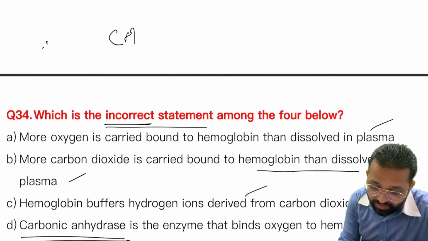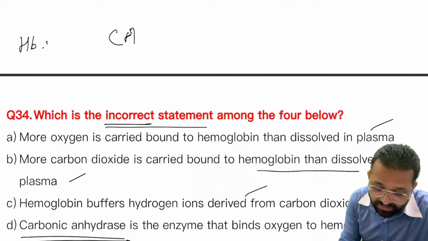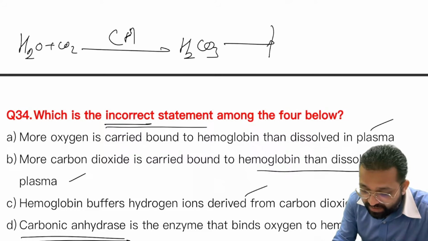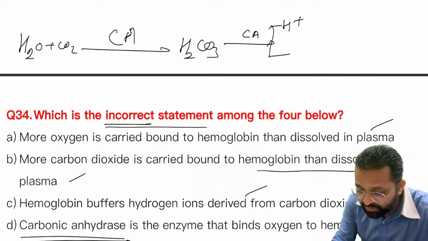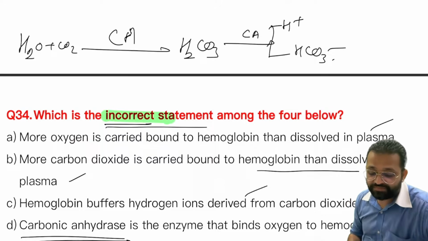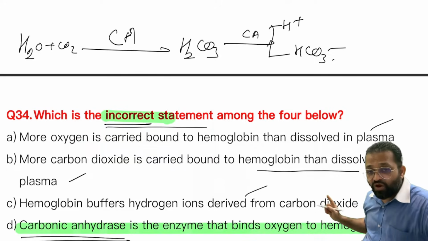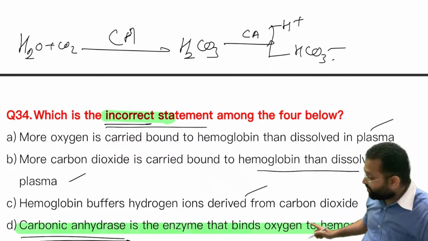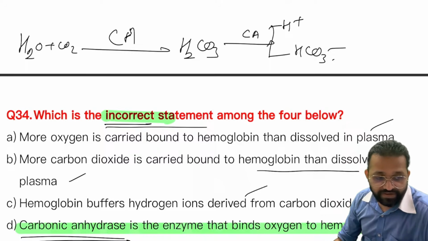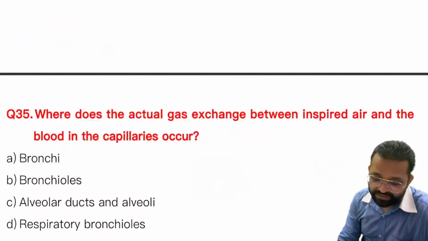Sir, carbonic anhydrase is doing H2O plus CO2, making H2CO3, and again making H plus and HCO3 minus. So this is its activity. They are asking about the incorrect statement. So carbonic anhydrase is not the enzyme which binds oxygen to hemoglobin. It is incorrect. Are you getting it? Fine. Incorrect statement. Right. Now come to the next.